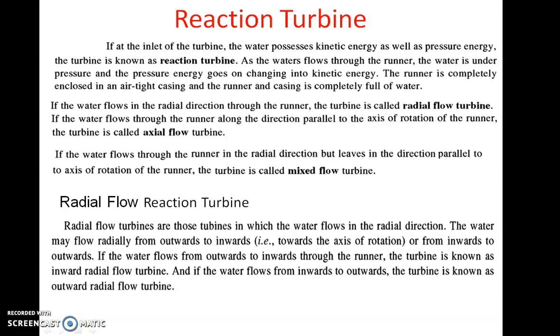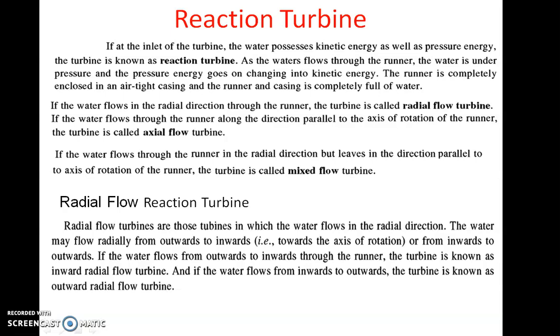So first of all, what do you mean by radial flow turbine? Radial flow turbines are those turbines in which water flows in the radial direction, as the name suggests. The water may flow radially from outward to inward, or it may flow from inward to outward. So there are two classifications of radial flow turbine. It may be radially inward or radially outward. If the water flows from outward to inward, that turbine is known as inward radial flow turbine, and if the water flows from inward to outward, that turbine is known as an outward radial flow turbine. The function of both is the same, to produce power, only the direction is different.